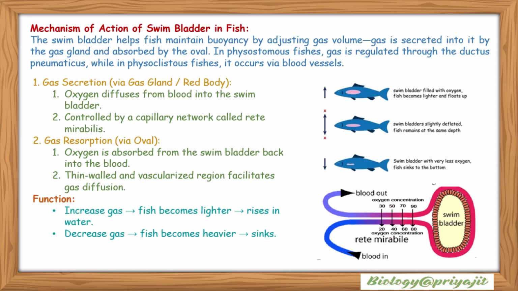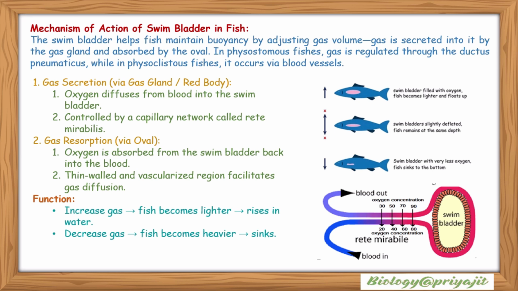Gas secretion: oxygen diffuses from blood into the swim bladder, and it is controlled by a capillary network called the rete mirabile. Gas resorption: it occurs via the oval, and oxygen is absorbed from the swim bladder back into the blood. Thin-walled and vascularized regions help gas diffusion.